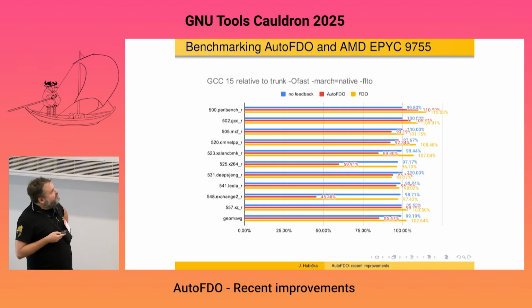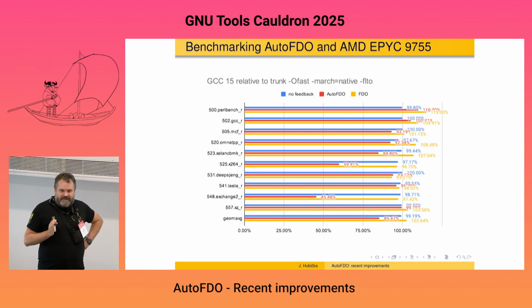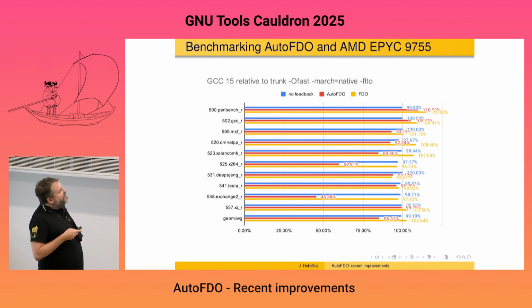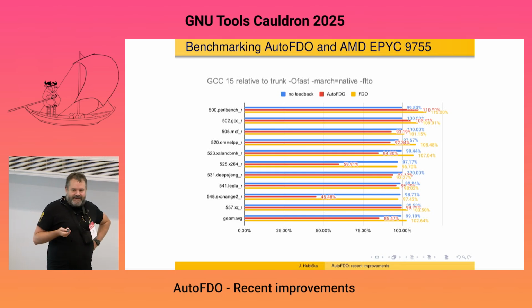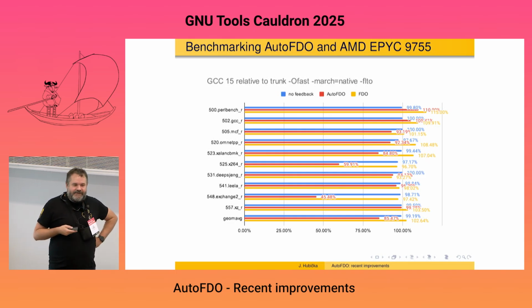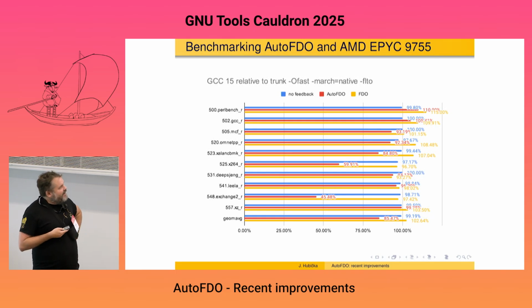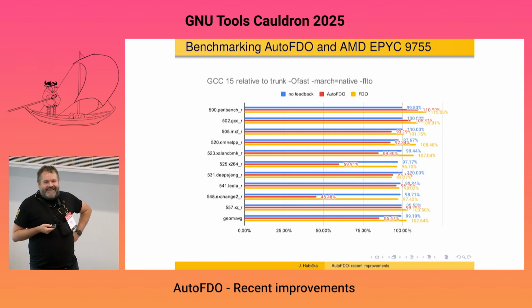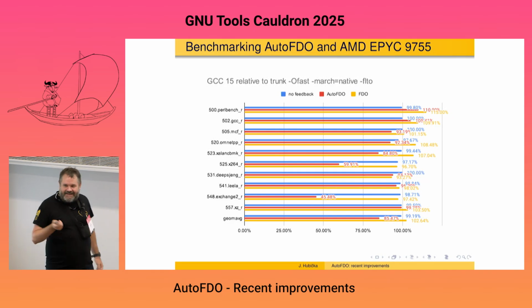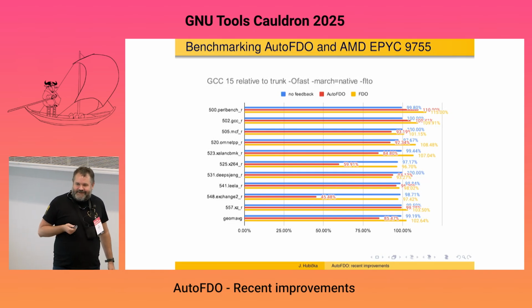So I made all the numbers relative to the trunk without any profile feedback. So 100 is the trunk with no profile feedback. The blue bars are no profile feedback GCC 15. So overall, GCC 15 is just like 1% slower than the trunk at the moment for me. And if you look at the AutoFDO, it's actually like 15% worse than if you don't use any profile feedback. And if you use the FDO, the real profile, it's actually 2% better than if you have no profile feedback. So this is not good because we are not improving the performance. So that's where we started, at the beginning of the summer.